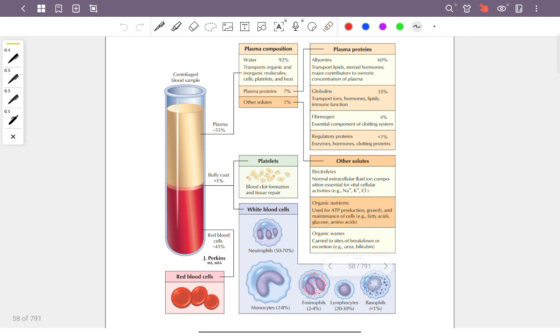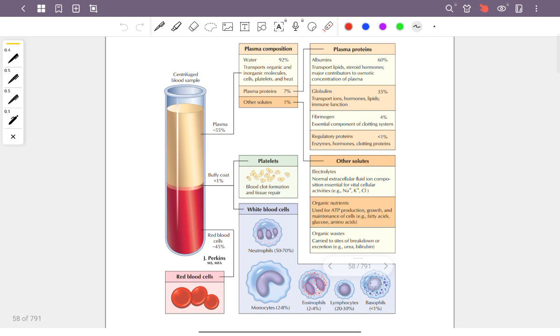Let's study one by one. So what is plasma? Plasma is a composition of water that transports organic and inorganic molecules, cells, platelets, and heat. You can see the plasma is made up of water, which is 92%. So you can say the plasma is nothing but water. With that, there are some kinds of molecules also. It can transport organic or inorganic molecules. There can be platelets.